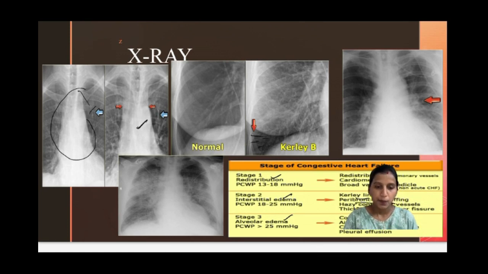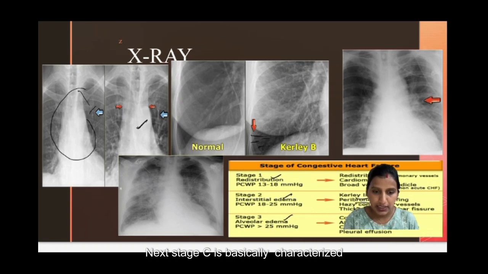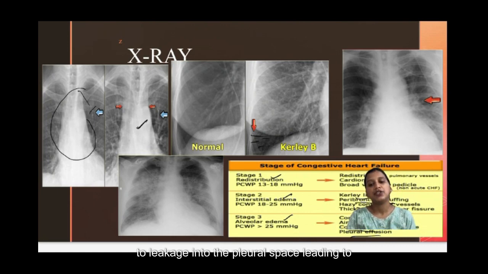Next, stage 3 is basically characterized by alveolar edema, wherein we can see consolidation, air bronchogram, cotton wool appearance, and pleural effusion. This stage is characterized by continued fluid leakage into the interstitium, which cannot be compensated by lymphatic drainage. This eventually leads to fluid leakage into the alveoli, leading to alveolar edema, and to leakage into the pleural space, leading to pleural effusion.